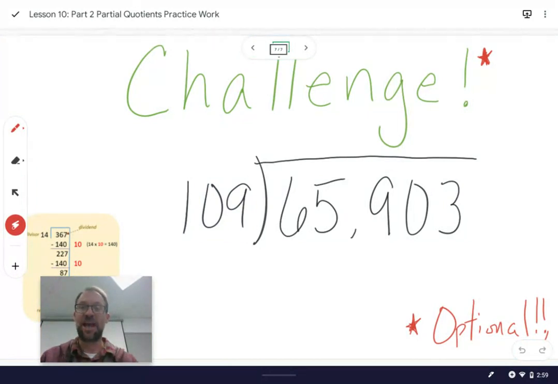Okay, here it is, the challenge problem. Wow, challenge problem. 65,903 divided by 109. It's optional as always. So write pass if you don't want to do it.